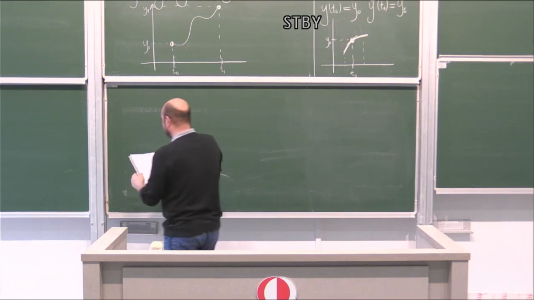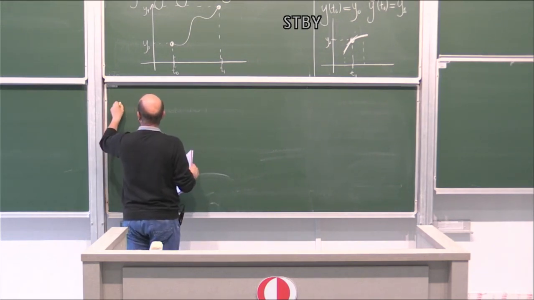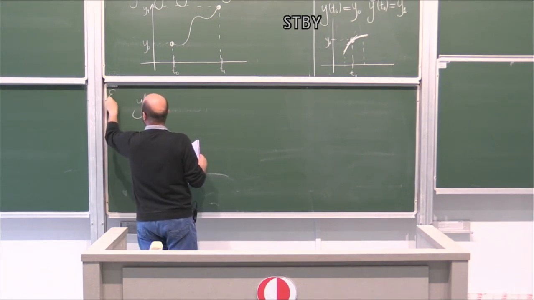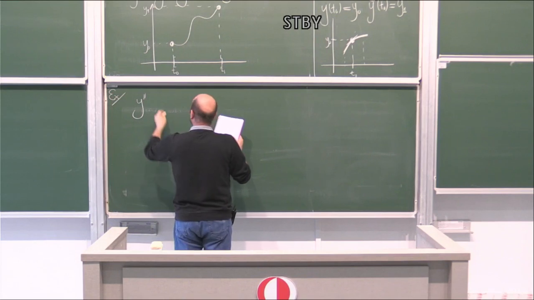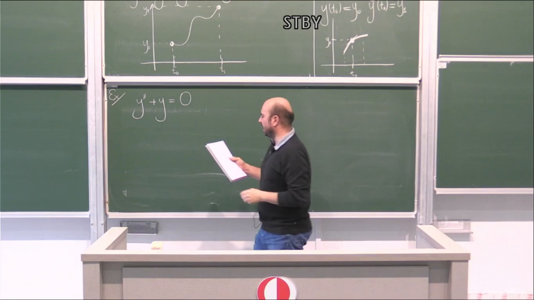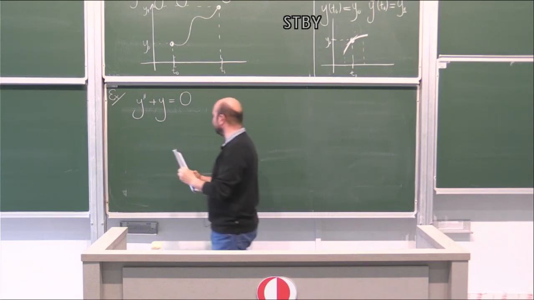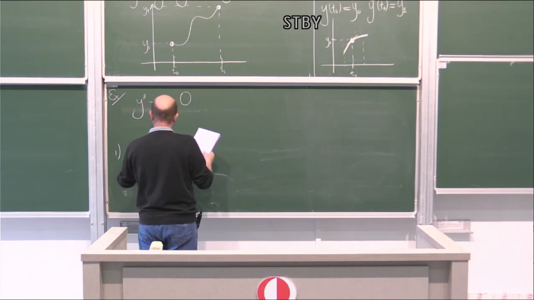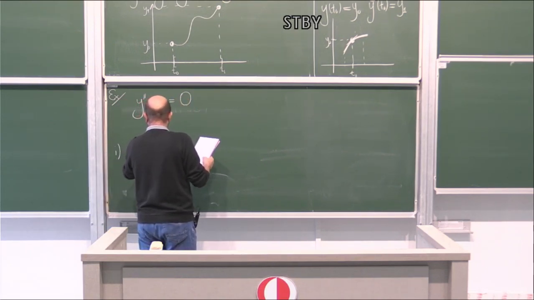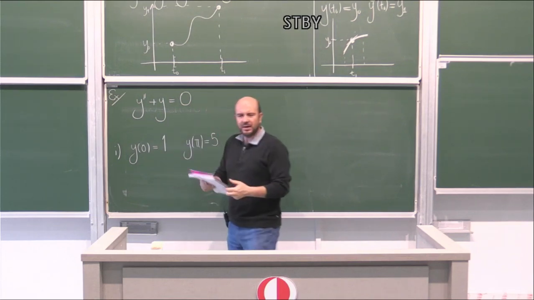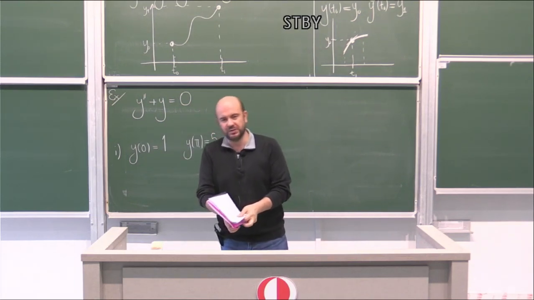All right, so I will take the same differential equation for all examples. So my differential equation is the following equation. And for the first example, my boundary condition is y(0) is 1 and y(pi) is equal to 5. Now let's look at this and let's try to solve this.